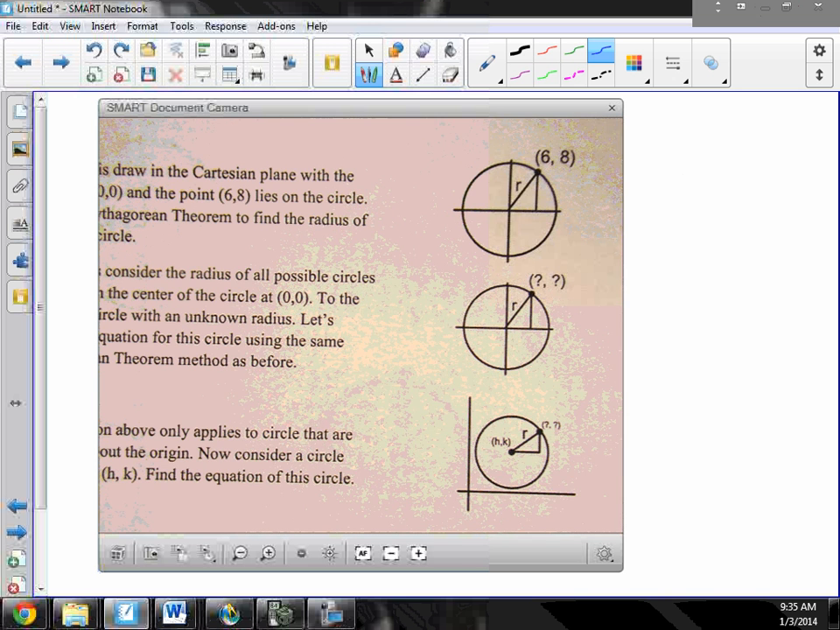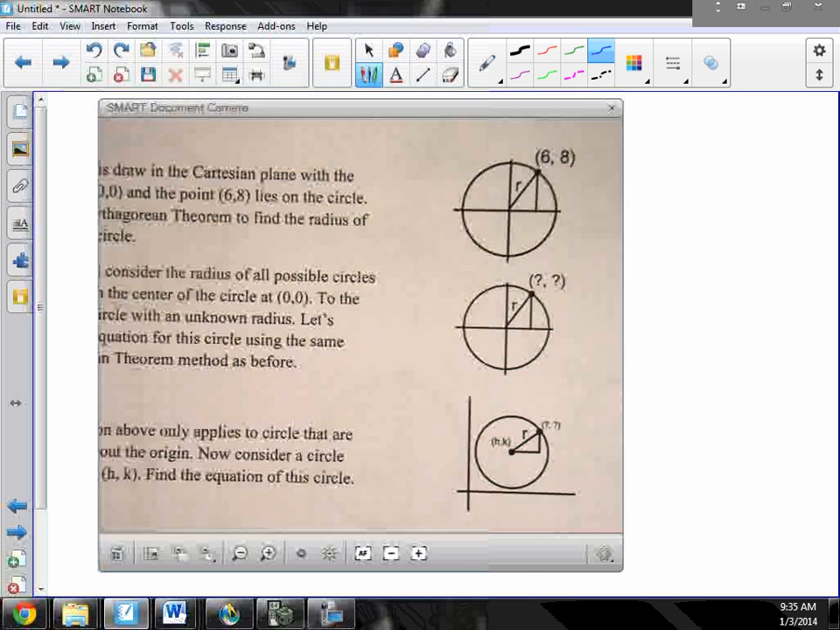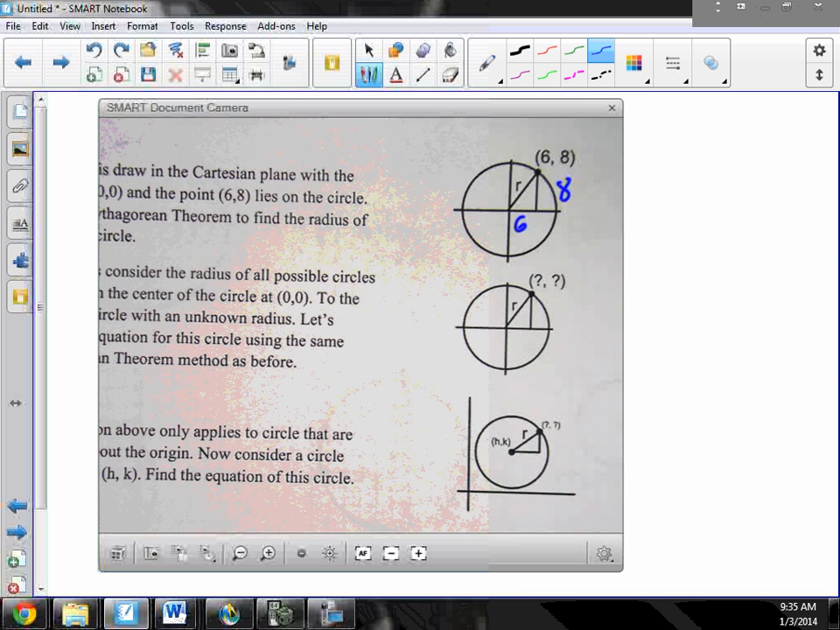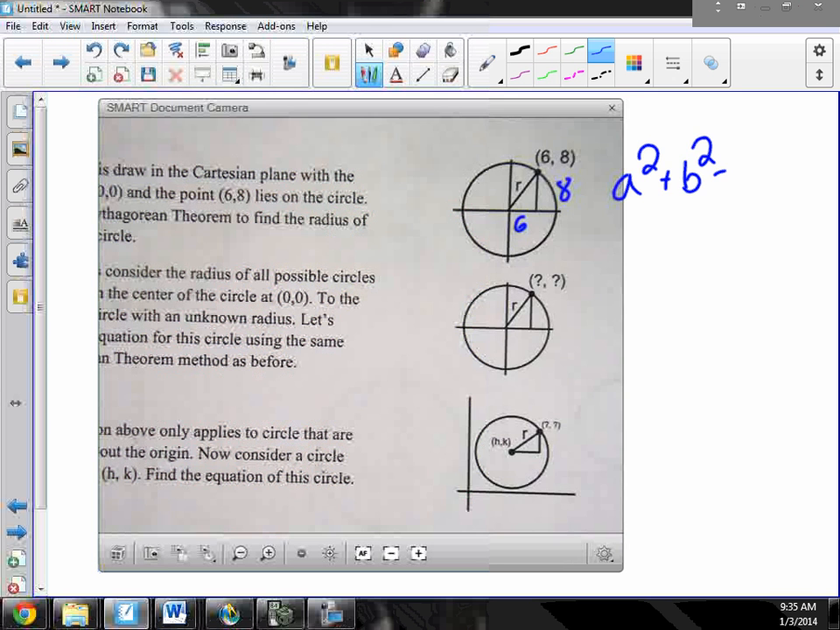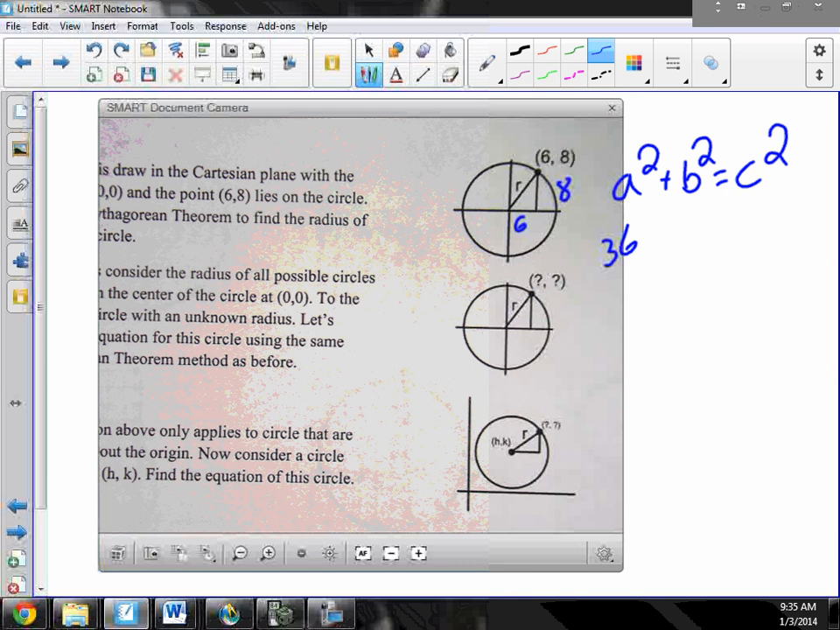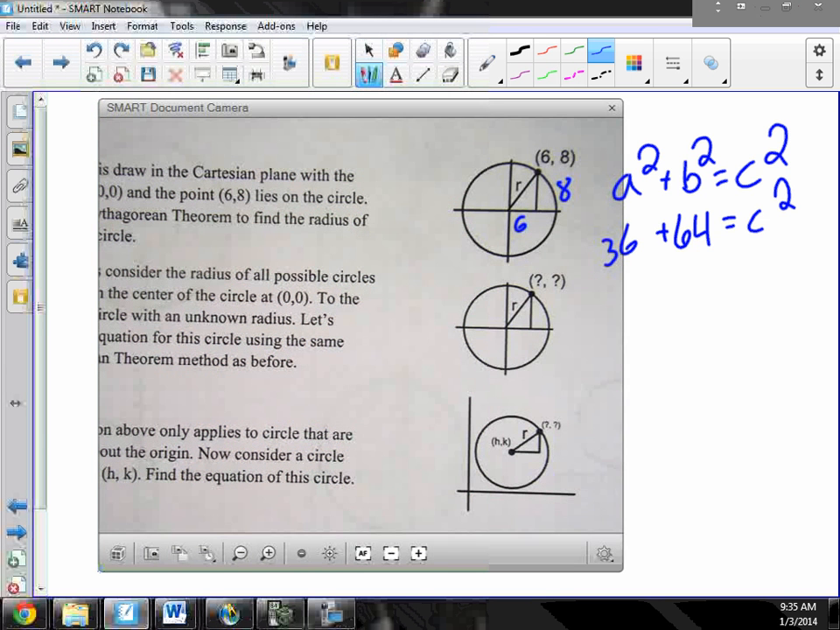What is the length of the bottom leg of the triangle? 6, and the right leg is 8. So we're just going to plug that into a squared plus b squared equals c squared. So a would be 6 and b would be 8. So 6 squared is 36. 8 squared is 64 equals c squared. 36 plus 64 is 100.